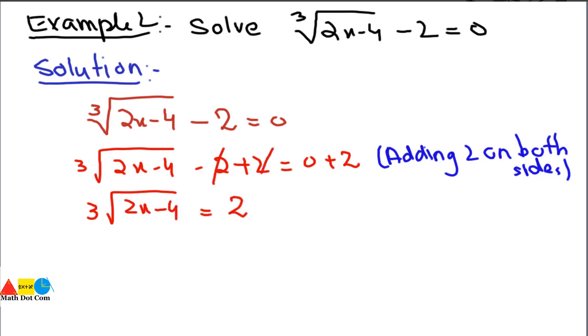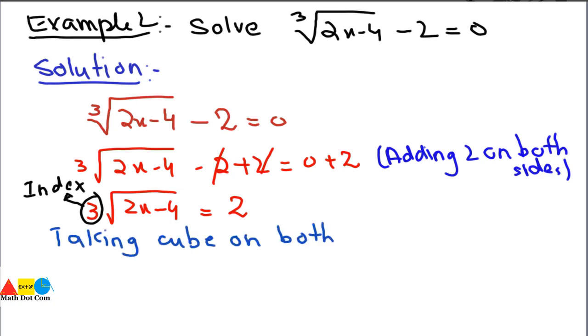Now this is the equation, and you have the radical equation. What do you have to do? You have to take the power equal to the index of the radical. Here, what is the index? Here the index is this. Okay, so this is the index, and your power should be the cube. So you can say that taking cube on both sides, what will it be then?